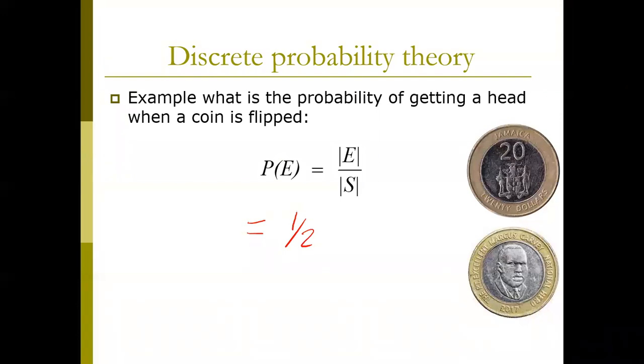Good. So the probability of getting a head in this case would simply be 1 over 2, since there are 2 possible outcomes and there's just one head, so it's 1/2. All right. Similarly, the probability of getting a tail would be 1/2 because there's just one tail.